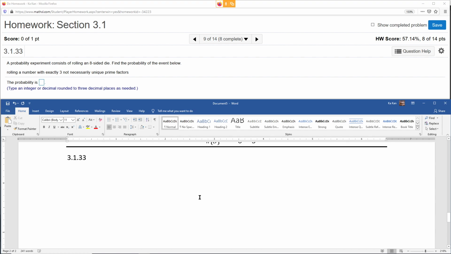So first, what is a sample space? It's an 8-sided die, so now we're talking about 1 through 8. Of course, you don't have to write all of that out, just so you know. 1 through 8. The event, I'm calling A. We want to roll a number with exactly 3 prime factors, meaning you look at the number and see how many prime numbers can divide into that number.